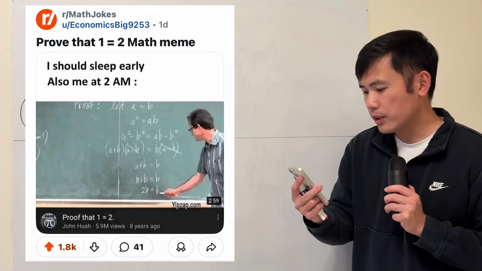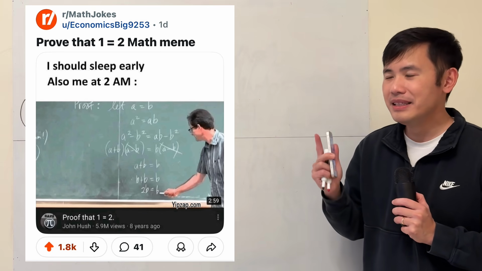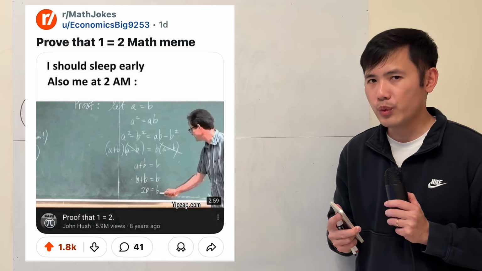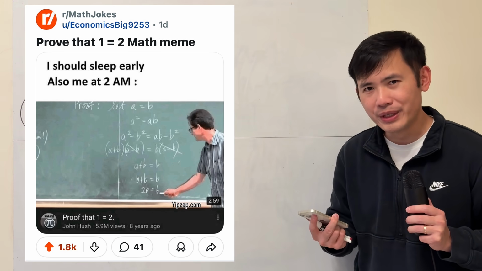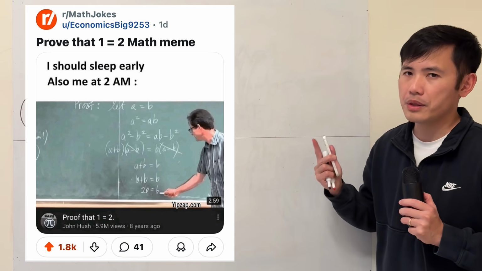Prove that 1 equals 2, math mean. Okay, this right here is a very classic proof that 1 equals 2. But we know 1 is not equal to 2. So we're going to investigate what went wrong.